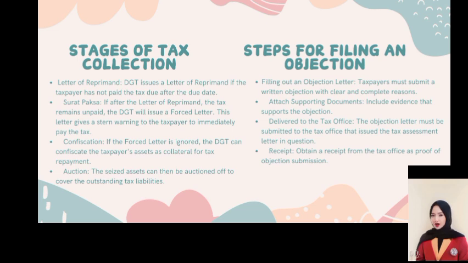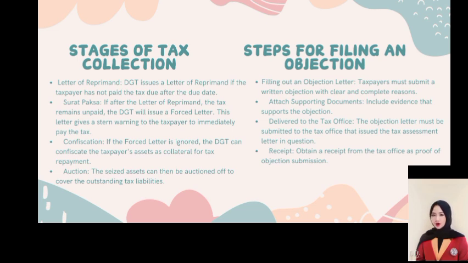Confiscation. If the forced letter is ignored, the DGT can confiscate the taxpayer's assets as collateral for tax repayment. Auction. The seized assets can then be auctioned off to cover the outstanding tax liabilities.